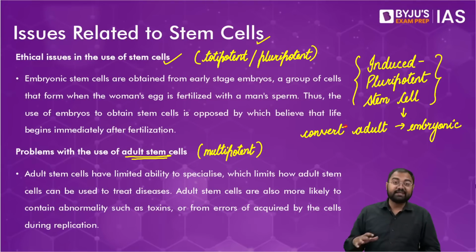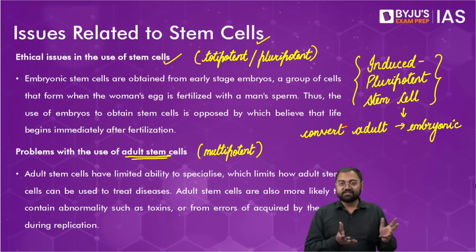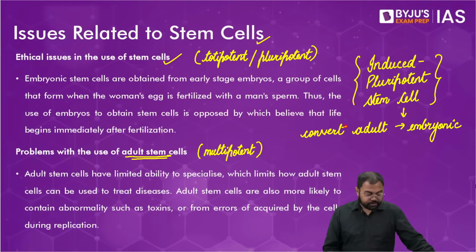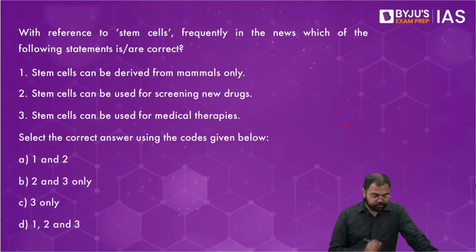So in that case, all these two issues that we are discussing here, it is a solution to both of these issues, right? And that is where we see that conversion of adult stem cells into embryonic stem cells, which is called induced pluripotent cell, will be very, very useful. So these are some of the things related to stem cells.